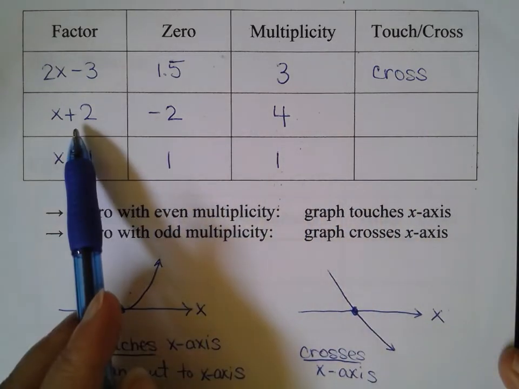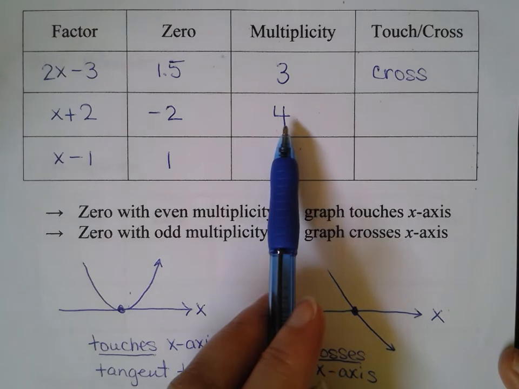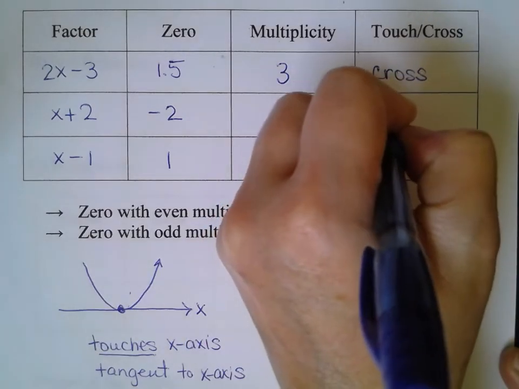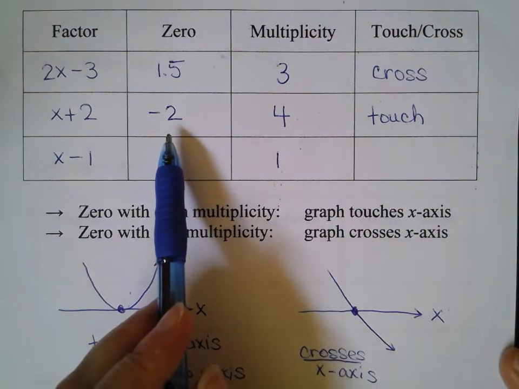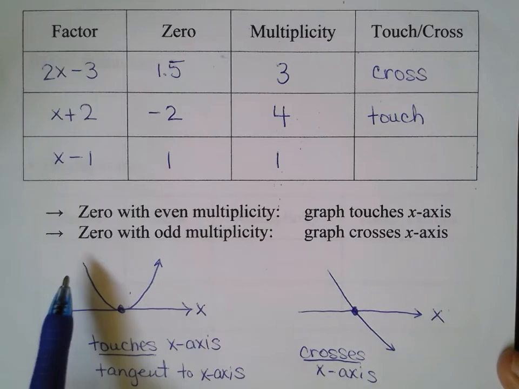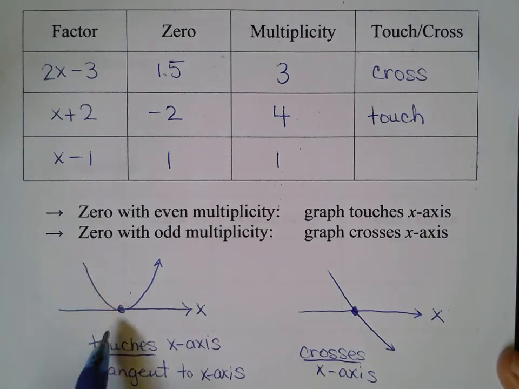For the factor x plus 2, it had a multiplicity of 4, which is an even number. That means we're just going to touch the x-axis, and we'll be touching it at -2. So we're going to come down, or maybe come up from the bottom, we're not sure, but we're going to touch it at one point and bounce back.